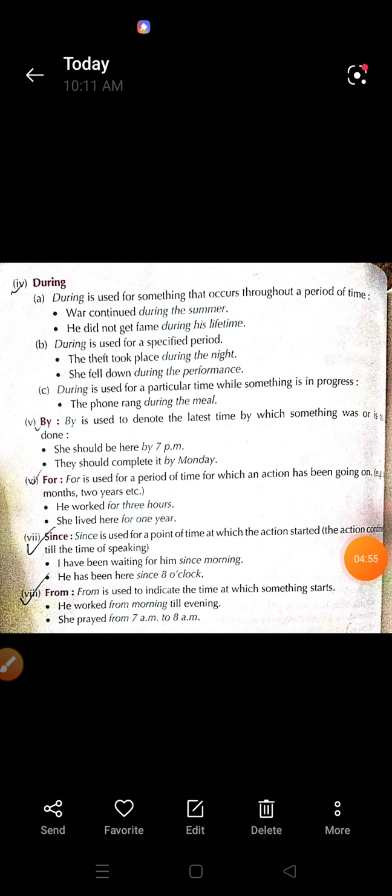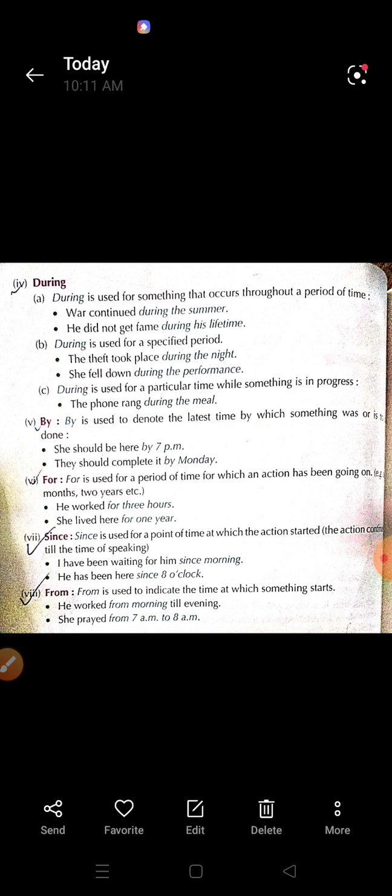Okay, now let us see the use of "during." During is used for something that occurs throughout a period of time. So throughout a period, when I am doing something else, when something occurs throughout that period, that time we use during. For example, the war continued during the summer. So throughout the summer, the war continued.